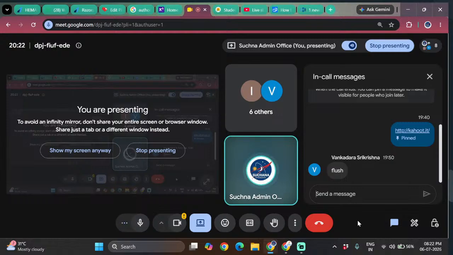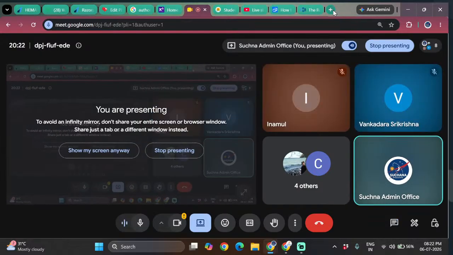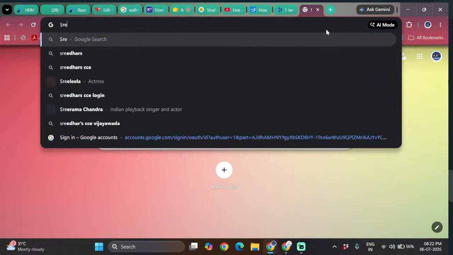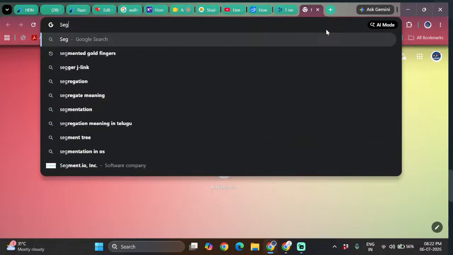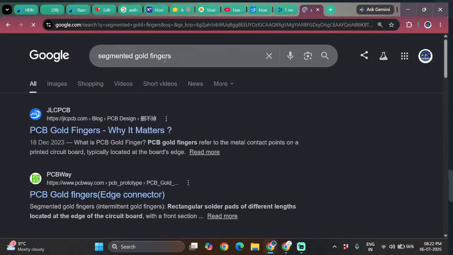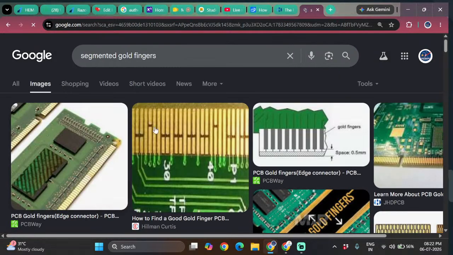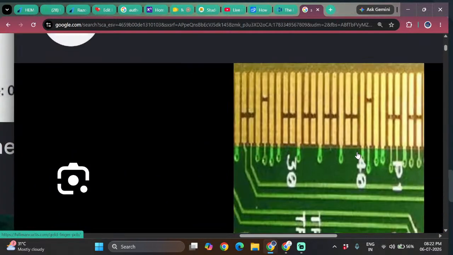Coming to the next one, segmented or intermittent, and then another one is uneven or long shot. I just don't know why you missed that question: which kind of gold fingers have gaps? That is very simple, right? I will show you the image. For those who answered incorrectly, we have gaps right over here. So this is called a segmented or intermittent gold finger.